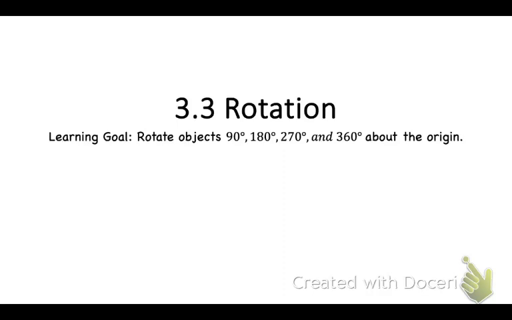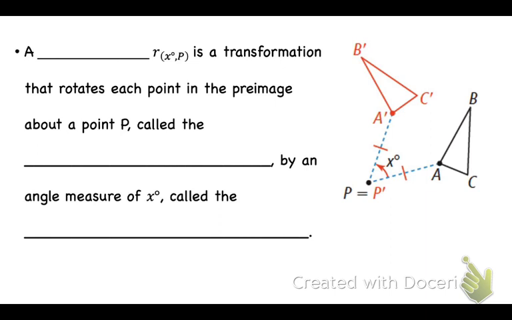Okay, so 3.3, rotate about 90, 180, 270, and 360 of the origin. We are not going to do any points other than the origin. If you ever need to do that, you wouldn't remember how to do it anyway, so you'd have to relearn it. So we're just going to do the origin. It's pretty basic.